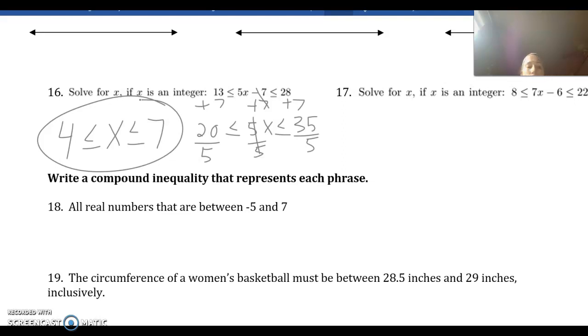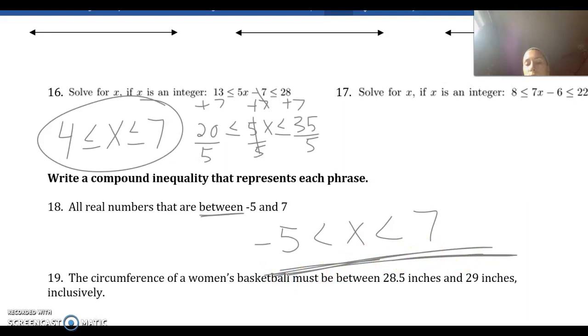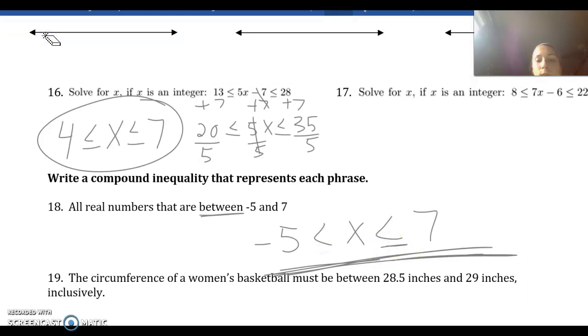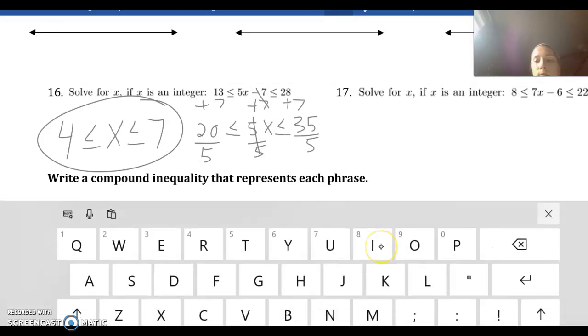All right, so if you guys are back, you should have attempted to try number 18. So we want all real numbers that are between -5 and 7. So it says between, so it cannot be -5 or 7. So we need to write -5 < x < 7. This shows us that it's somewhere in between these two numbers. We do not want that equals sign there because it's between. It cannot equal those two numbers.